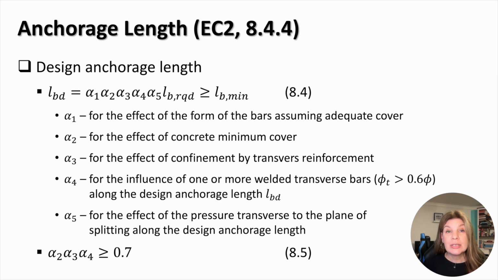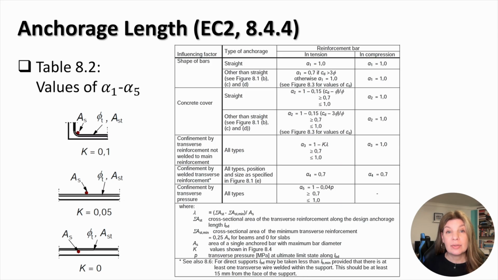As you can see, it depends on the basic anchorage length, LBRQD, and the effects of the form of bars, concrete minimum cover, confinement by transverse reinforcement, presence of welded transverse bars, and the pressure transverse to the anchored bar. The parameters influencing the design anchorage length are defined in Table 8.2, depending on whether the analysed bar is in tension or compression, and on the location of the bar in the cross-section.